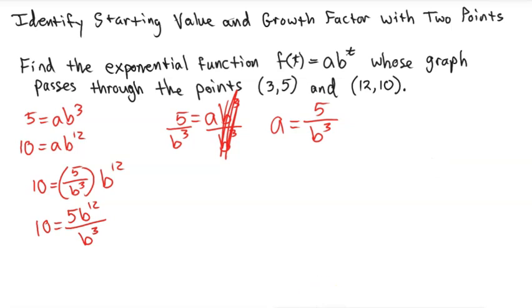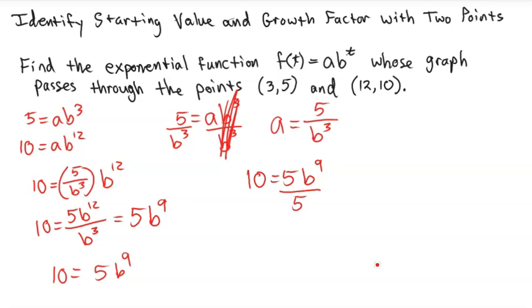So what's going to happen over here when we do b to the 12th divided by b to the third? Well, 12 divided by 3 is 9. So this is going to become 5b to the 9th power. So we now have 10 is equal to 5b to the 9th power. Okay? Let's bring that over here. 10 is equal to 5b to the 9th power.